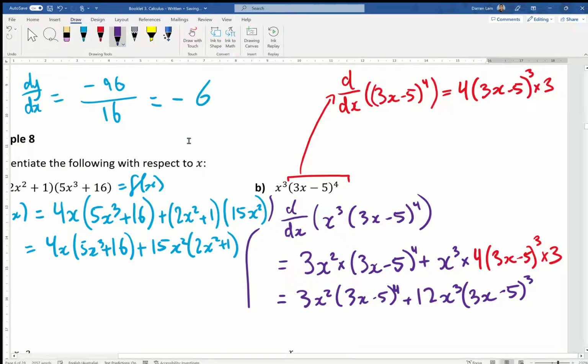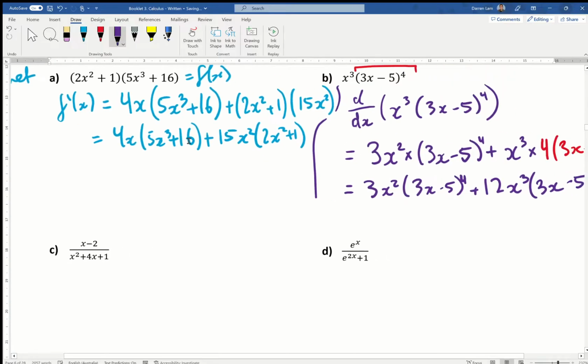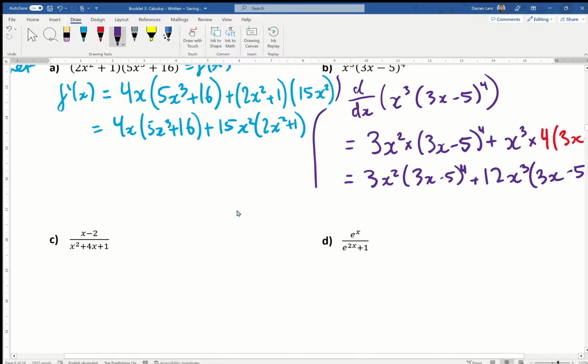Let's go through another example. This one here, there we go. X minus 2 over x squared plus 4x plus 1. What differentiation technique should I be using? Quotient. Do I need to use another rule? Not really. I mean, the bottom is very easily differentiated.